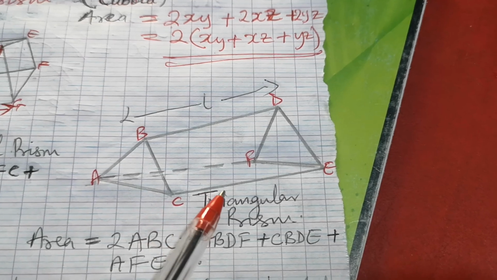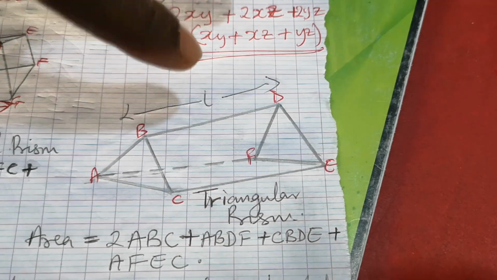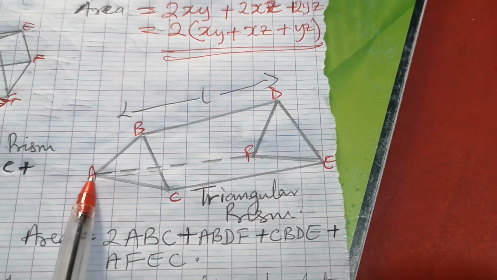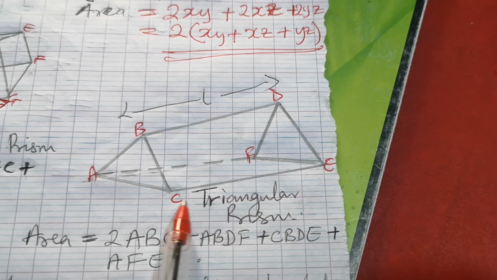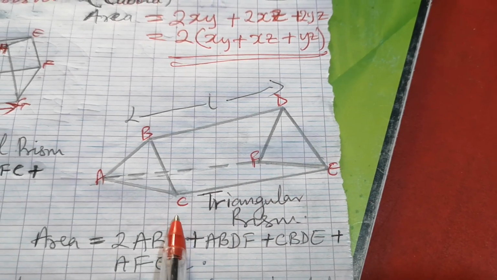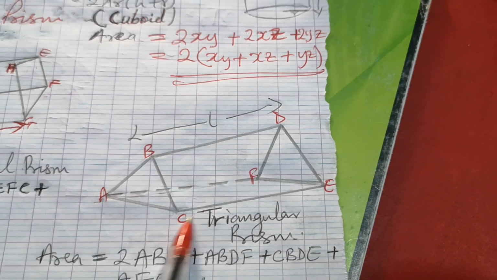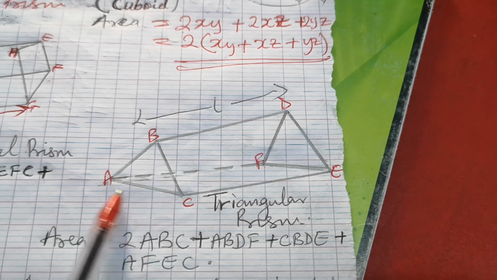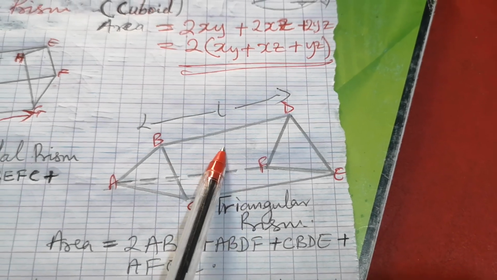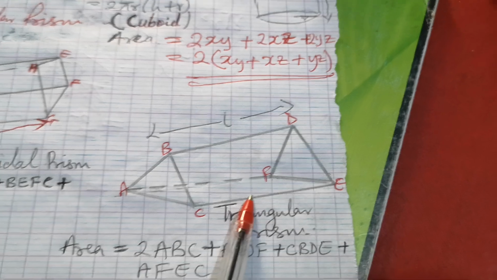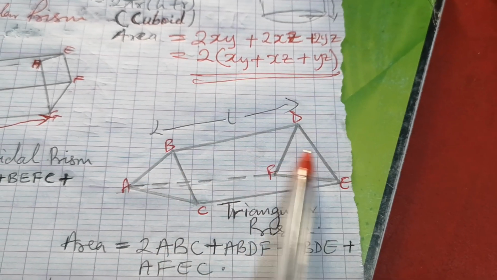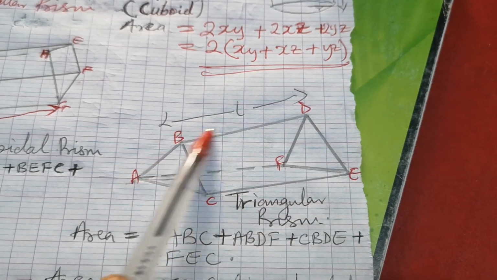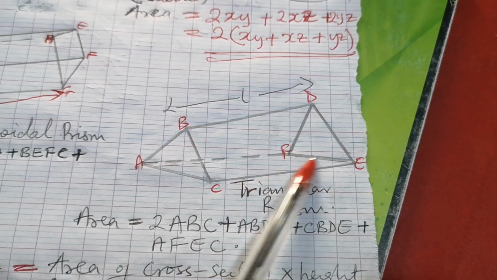Now another rectangle is the one that the body is resting on the floor with, which is rectangle AFEC. Now we have 2 triangles, which are ABC and FDE. So if we find the areas of the 3 rectangles and the areas of the 2 triangles and sum them up, it will give you the surface area of this shape, the triangular prism.